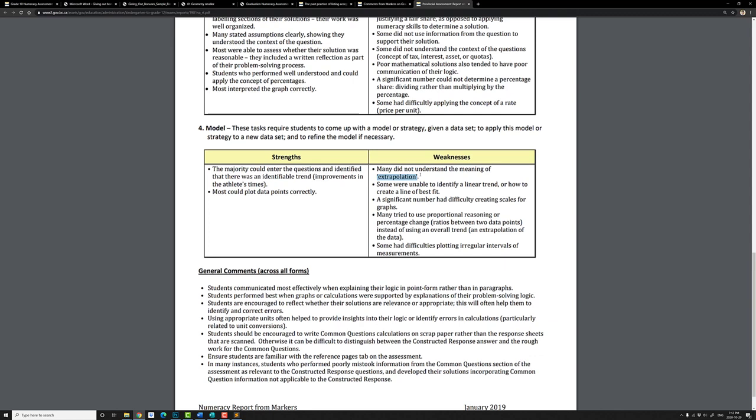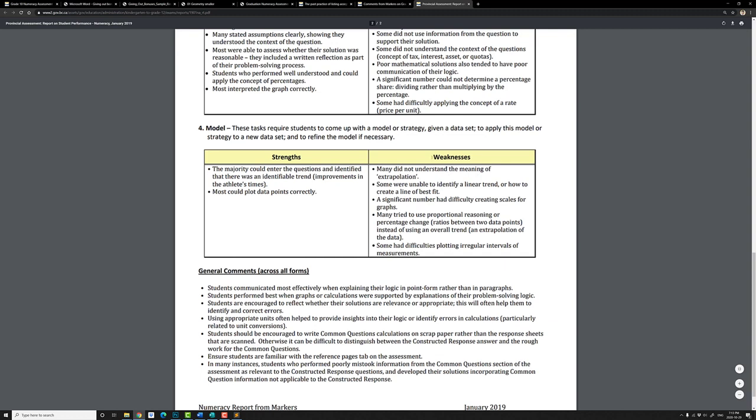And as for modeling, know this word, extrapolation. Even though the data is outside of the actual graph, we can actually use math to predict the future, predict things that are beyond what the information that we actually have.